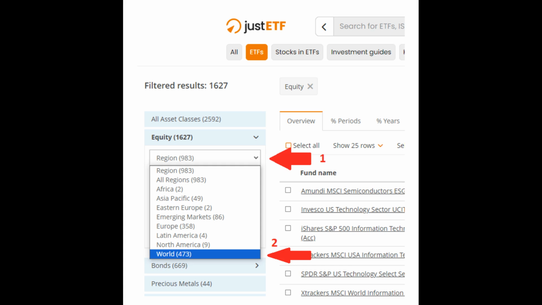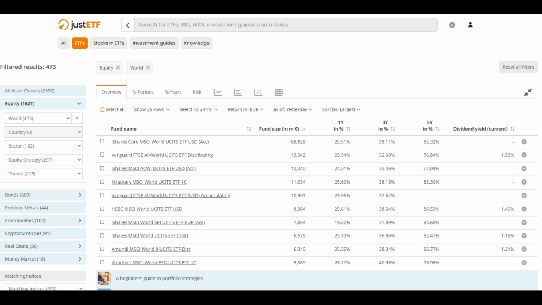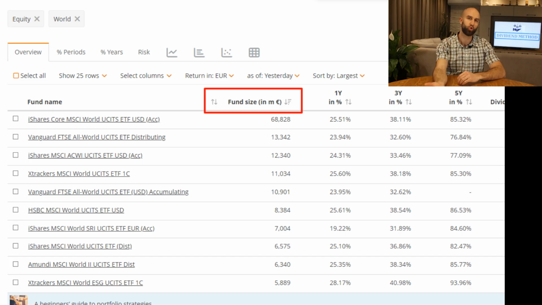So in order to do that, you go to the left side below equities and click region, then world. The result looks like this. For that strategy, it would be best to sort them based on size, because otherwise you will get a lot of distortions, which we will talk about later.